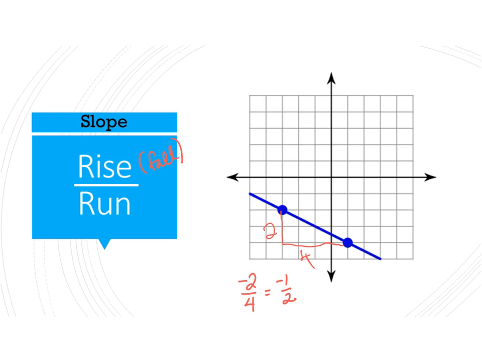I know I'm on the right track as well because I know just from looking at it, it should be a negative slope. And in fact, we did have a negative 1/2.